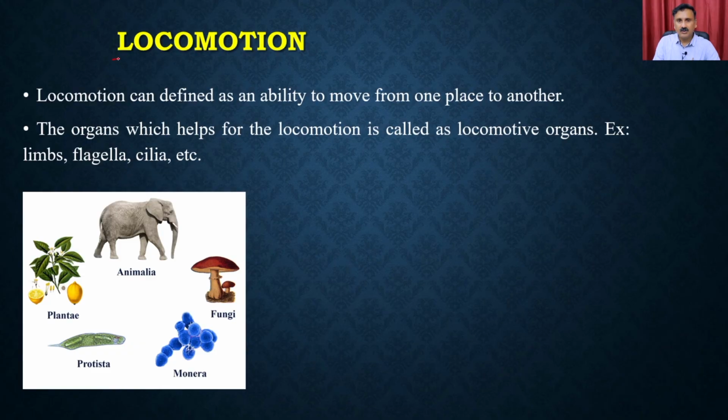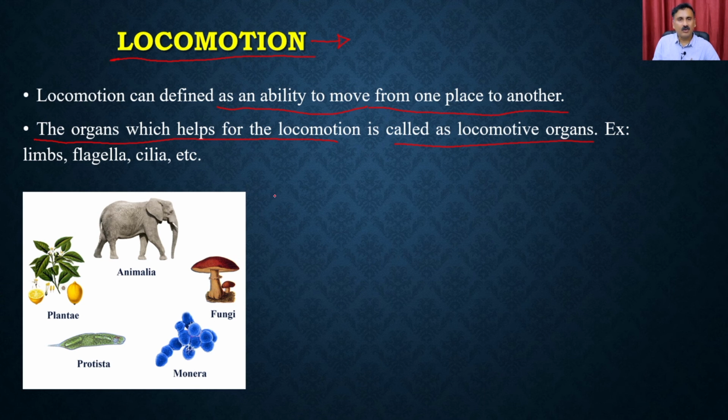So, the first question is, what is locomotion? The locomotion is a very well defined process, defined as an ability of an organism to move from one place to another place, which means the locomotion is a summation of the activities which are responsible for the organisms to move from one place to another place. The organs which help in the locomotion are called the locomotive organs.